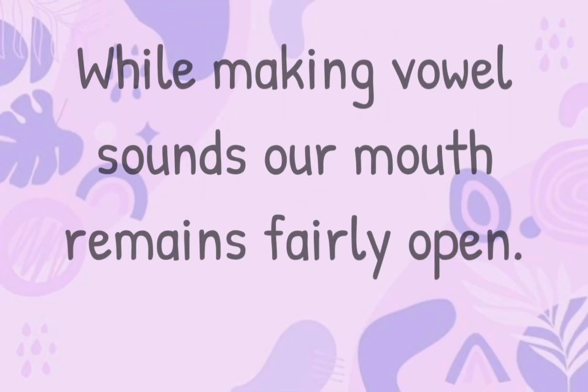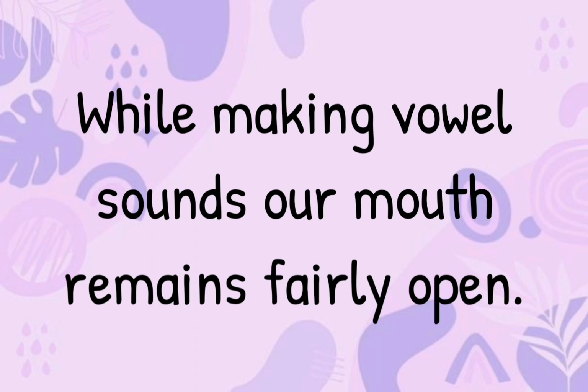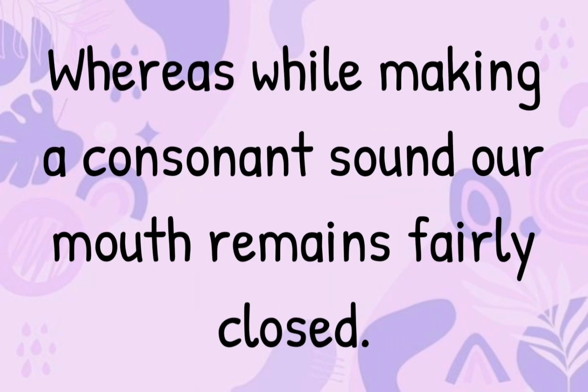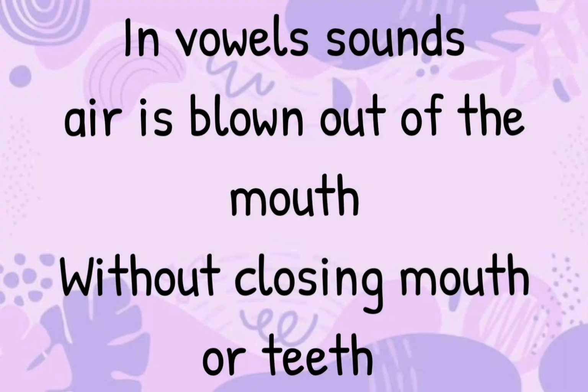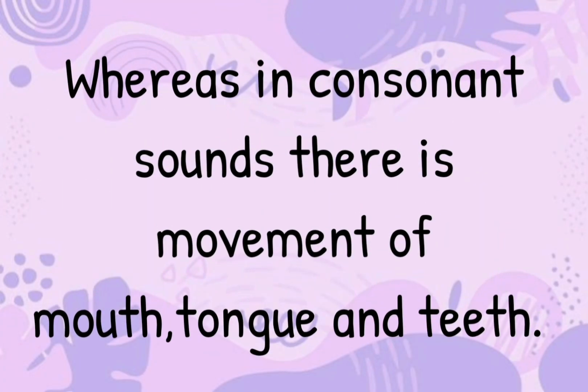A vowel is a speech sound made with your mouth fairly open, whereas a consonant is a sound made with your mouth fairly closed. In simple words, a vowel is a sound made by blowing air out of the mouth without closing your mouth or teeth, whereas a consonant is a sound made by moving part of the mouth, lips, tongue, or teeth.